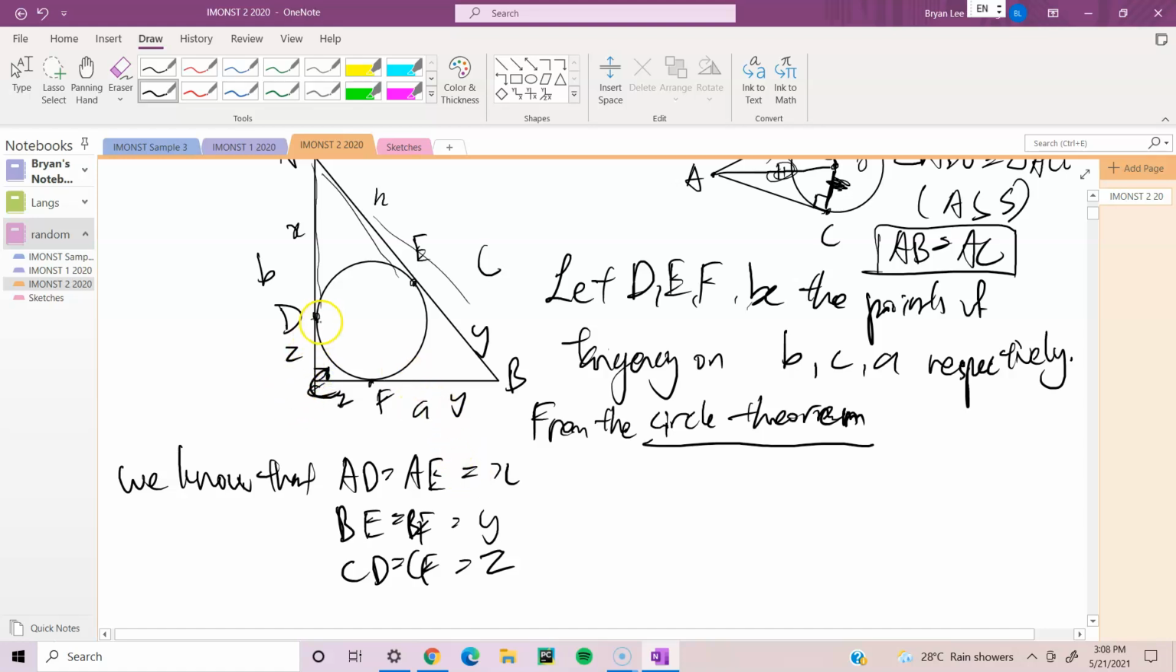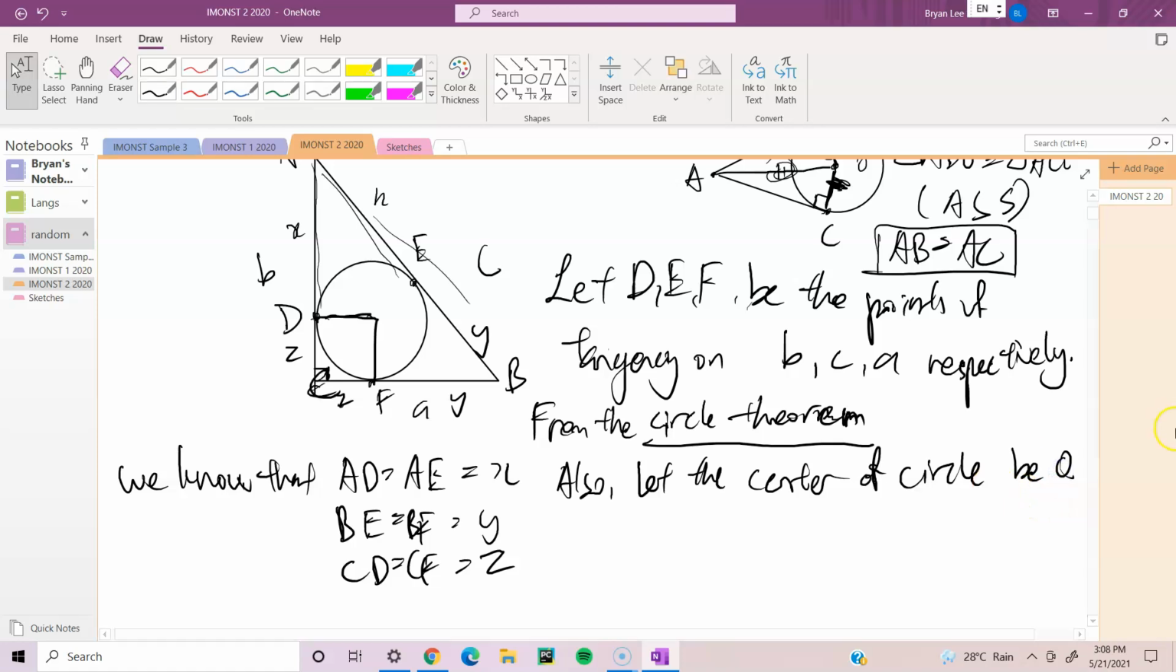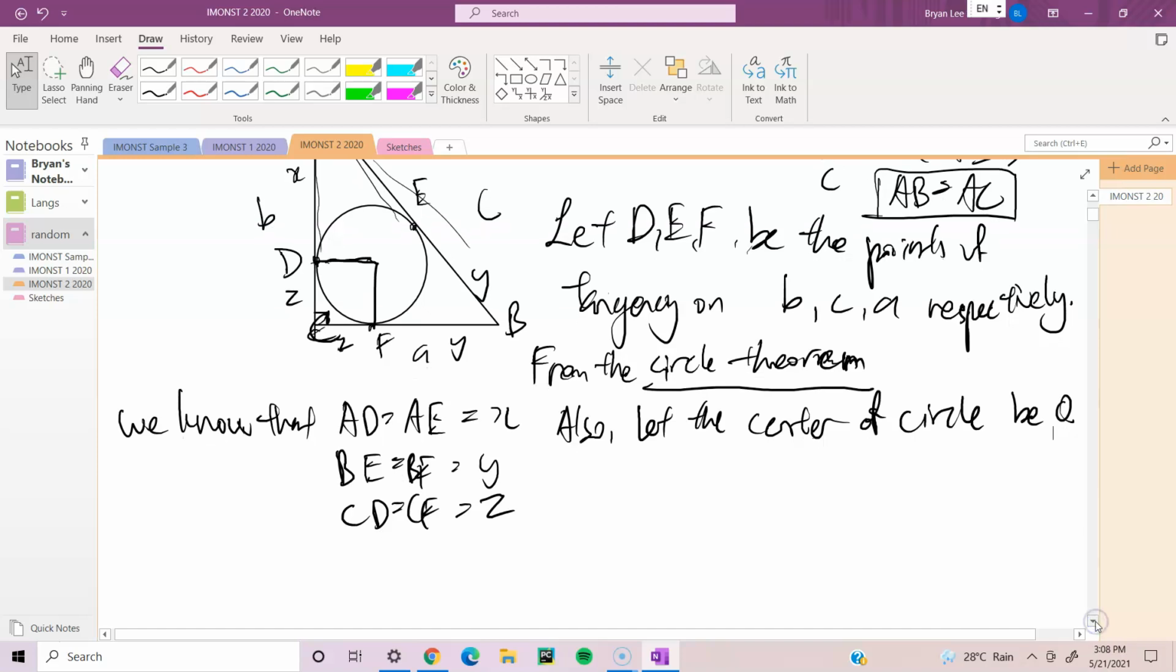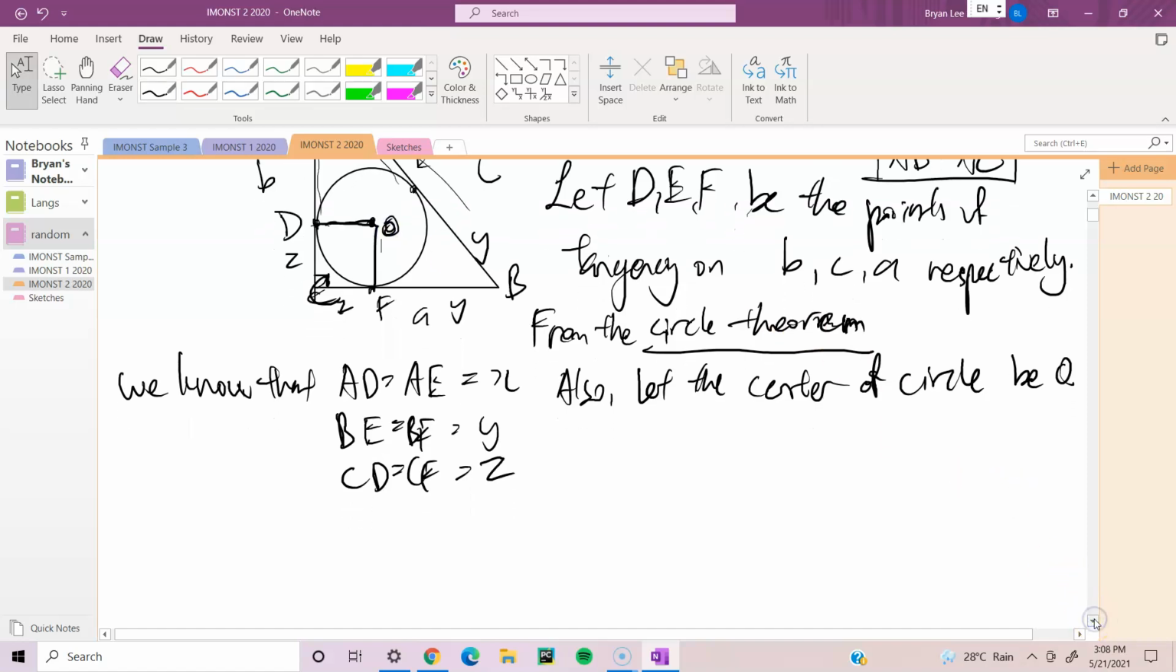Also, let the center of the circle be O. Now, this is of course introductory, but as you do more of these types of problems, in these kinds of cases, the O is not necessary. It's like a convention, okay? We use this conveniently.